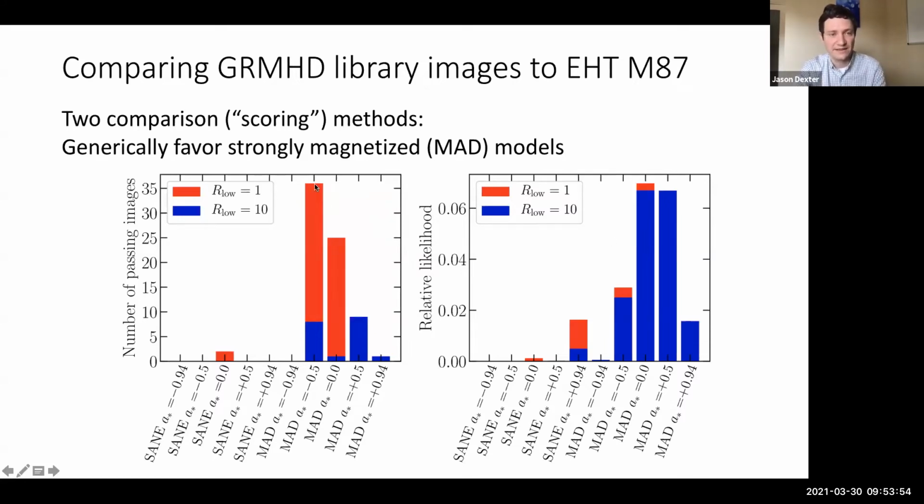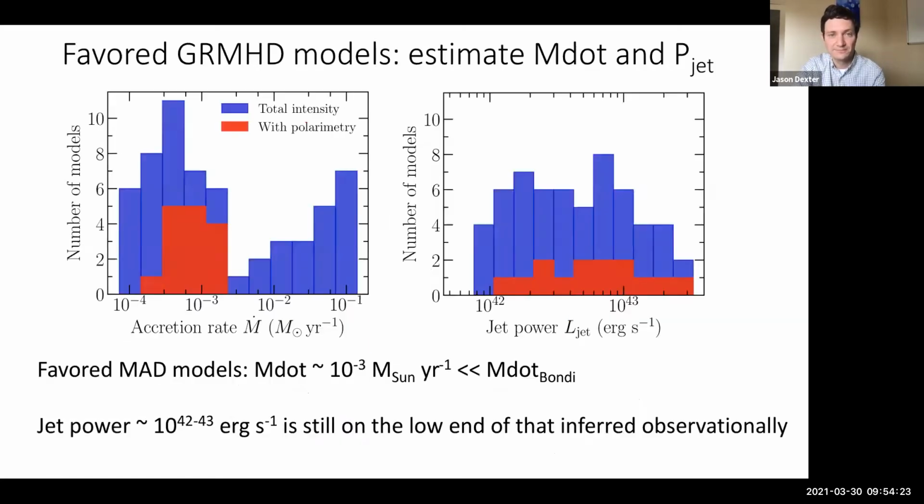Okay, so that we get larger numbers of images or larger relative likelihoods on the right side of these two plots than on the left. And this nicely matches the qualitative conclusions that we had earlier about dynamically important magnetic fields from this twisting type EVPA pattern. And similarly, we can measure then what are the physical properties near the black hole from the passing models here. And they agree very nicely actually with our one zone constraints that we arrived at earlier.